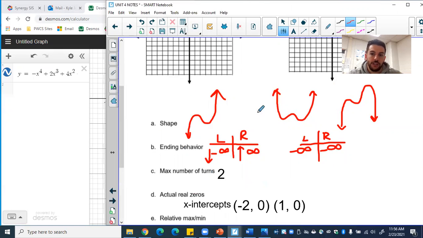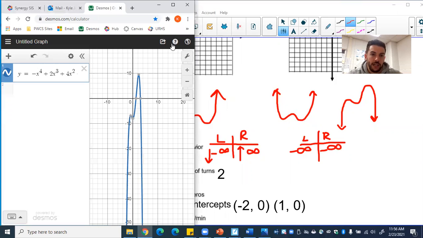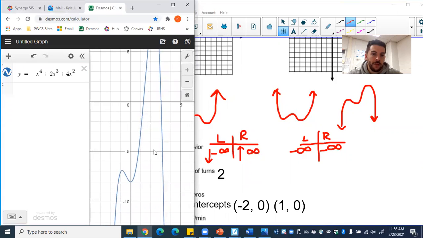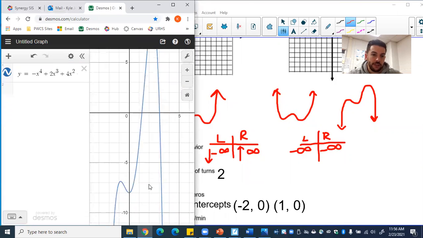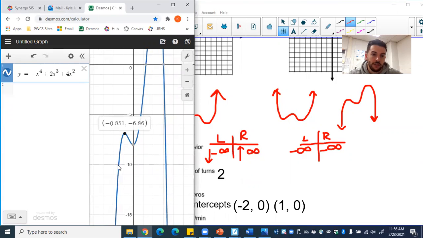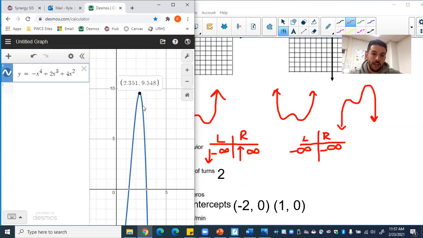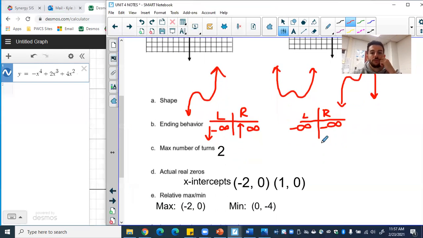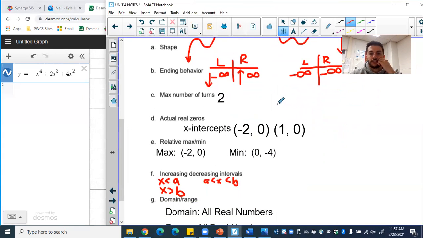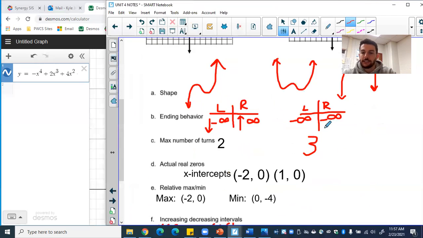All right, now the number of turns here, let's count them, okay? We have, let's zoom in a little bit. We have a turn here. It changes directions right here, very briefly, right? It's going up, up, up, up, up, stops. It's going down for like the smallest bit of time, and then it starts going up again, up, up, up, up, up, all the way up here, and then it stops, and then it's going down. Okay, so in this case, we would say the maximum number of turns is 3. Okay, 3 turns in this case, because again, it's always going to be one lower than the highest degree.